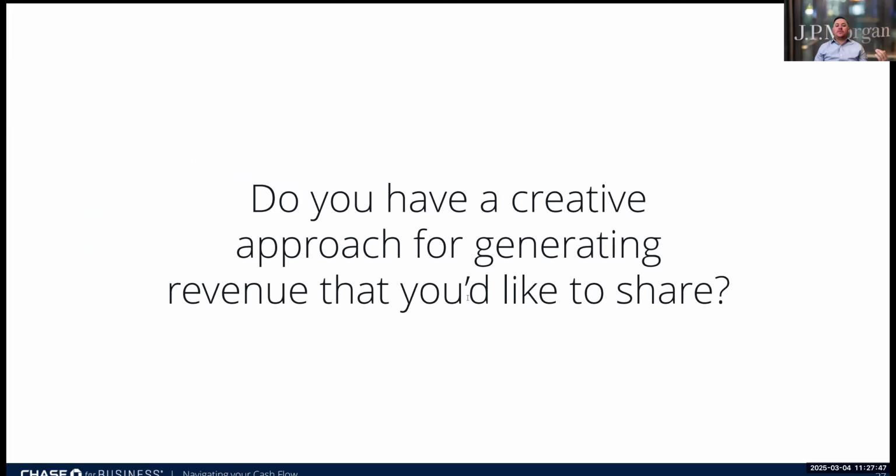Sorry. So just think about a creative approach to generating revenue. Once again, we want to open this up to everybody. Does anybody have a creative approach to generating revenue that you'd like to share? Has anybody said, I uncovered a different base, or maybe there's something out there?